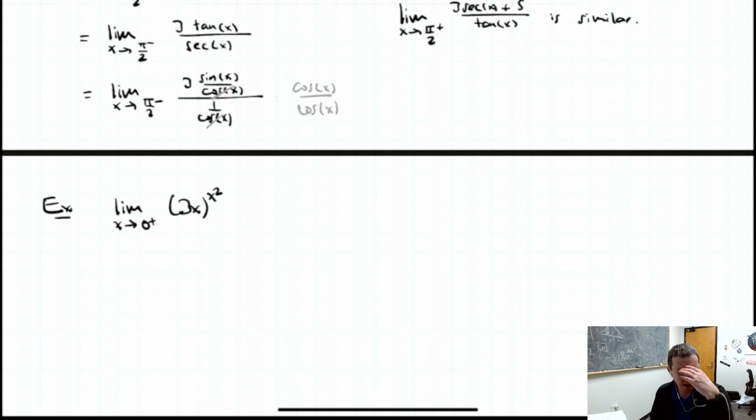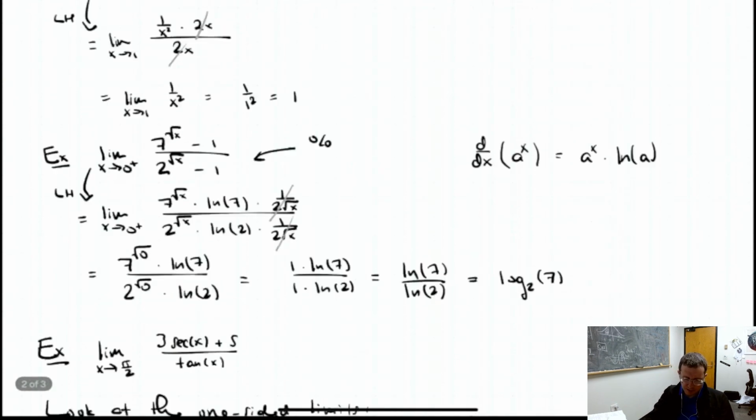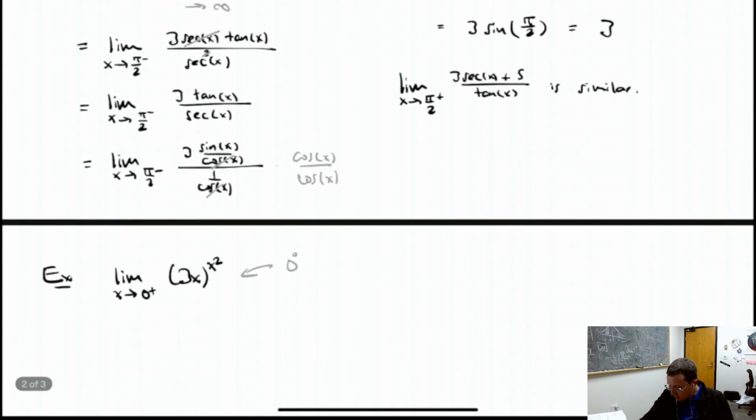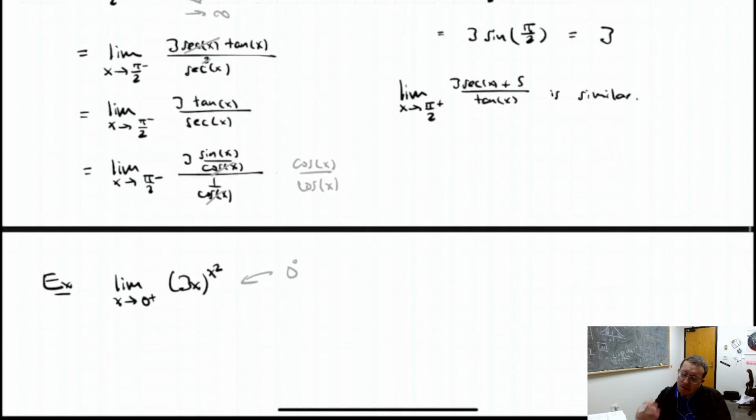So what's going on here? As x approaches 0 from the right, 3x is approaching 0, x squared is approaching 0. So this is a 0 to the 0 indeterminate form. Now, I said earlier in the stream that anything to the 0 is 1. That actually wasn't even very long ago. That was when we were doing this problem. Anything to the 0 is 1, unless that thing is 0. 0 to the 0 is an indeterminate form.